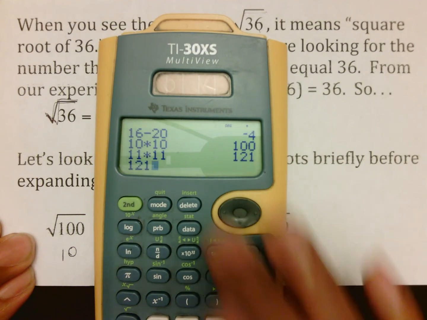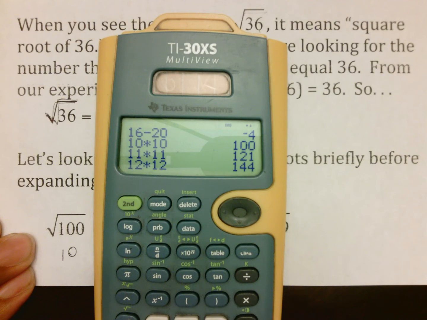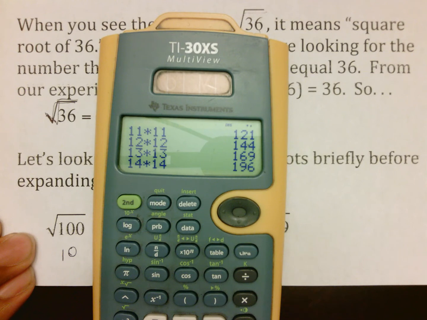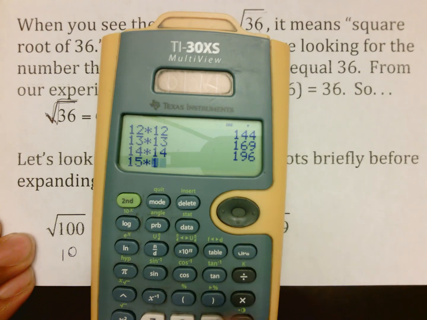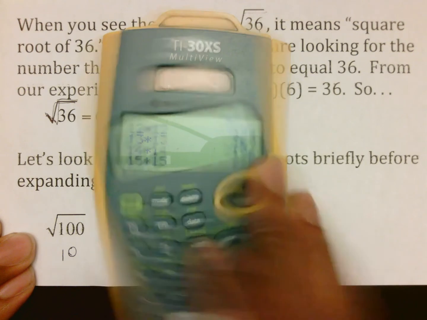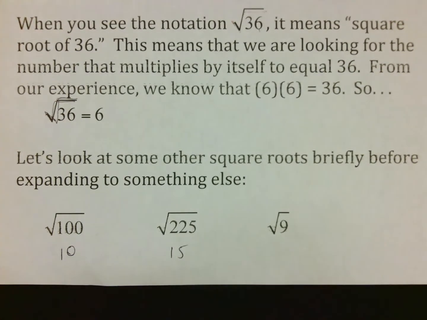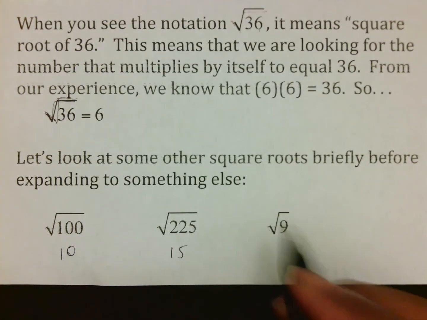12 times 12, no. 13 times 13, remember I'm looking for 225. 14 times 14, nope. 15 times 15, notice gives me my answer, and since it's 15 that multiplies by itself, that answer is 15.